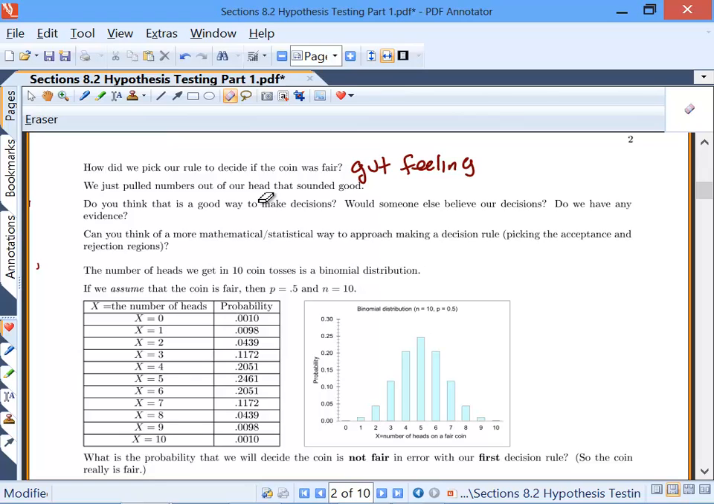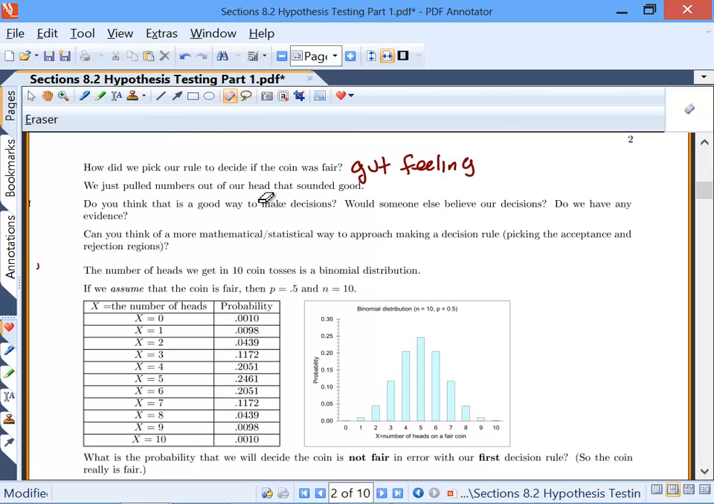So, can you think of any mathematical or statistical way to approach making a decision rule, or picking our acceptance and rejection regions? You say you want it within a certain standard error of the mean. Okay, we can say we want it within a certain standard error of the mean. What kind of standard error would you pick? I guess it depends on the sample size. Okay, it depends on the sample size.